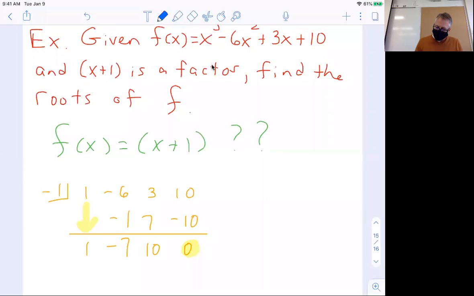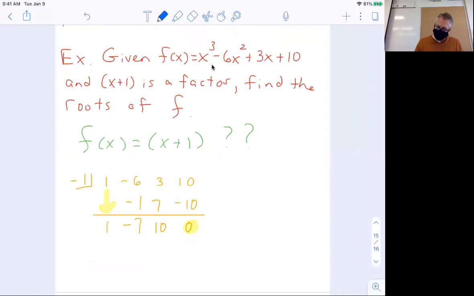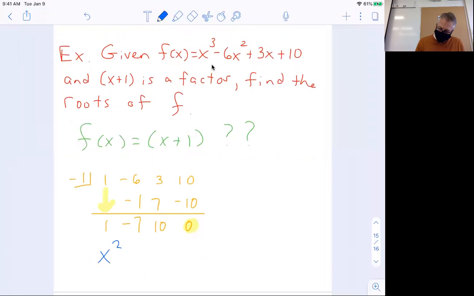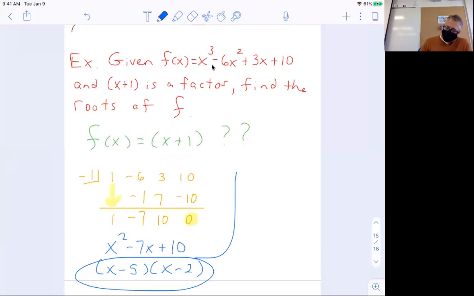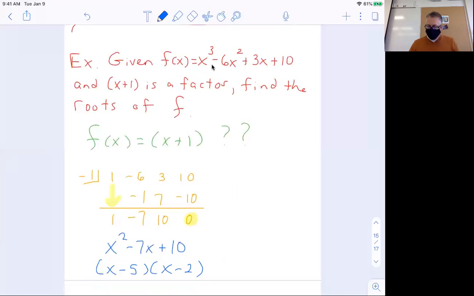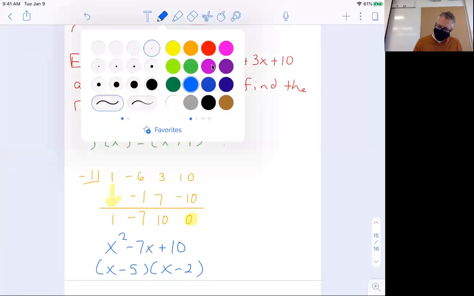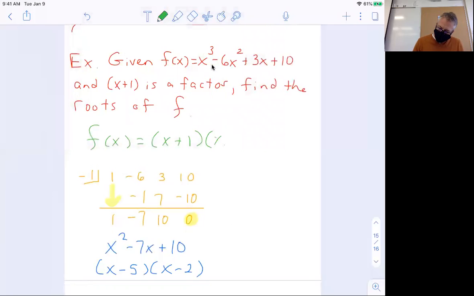But I now have the leftover stuff. That's going to be 1x squared minus 7x plus 10. So that's going to be x squared minus 7x plus 10, which I have to factor. That factors into x minus 5, x minus 2. And then those go in up top to complete our function here. So x minus 5, x minus 2.